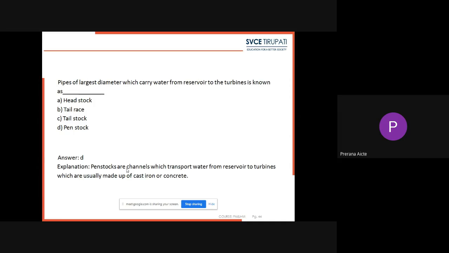Next question. Pipes of largest diameter which carry water from reservoir to the turbines are known as penstocks. So penstocks are the channels which transport water from reservoir to turbines and which are usually made up of cast iron or concrete.